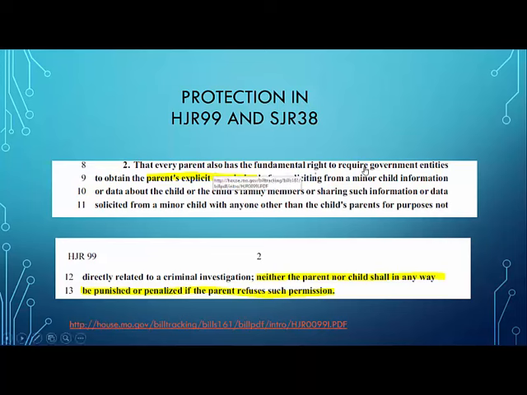And it says that government entities will be required to obtain parents' explicit permission before soliciting information or sharing data and information on a minor child, and that neither the parent nor the child shall in any way be punished or penalized if a parent refuses such permission. Okay, so basically what this does is roll back the clock to provide parents the ability to once again be the gatekeeper for their child's personally identifiable information that's contained in their medical records or in their student education records.